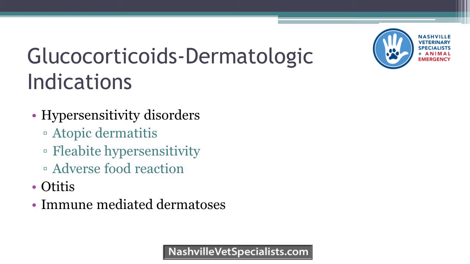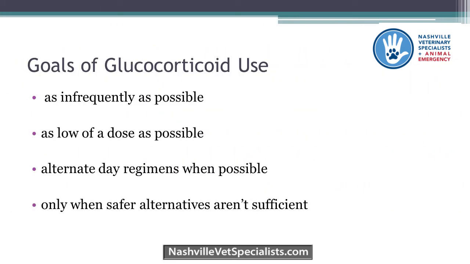Most importantly for this talk are immune-mediated dermatoses, and I just say most important because these are the cases that are going to need chronic, if not lifelong, treatment with steroids and these secondary agents that we're going to talk about as well. So goals of glucocorticoid use. This is pretty intuitive, but infrequently as possible, as low of a dose as possible, alternate day regimens when possible, and then only when you don't have any other safer alternatives.